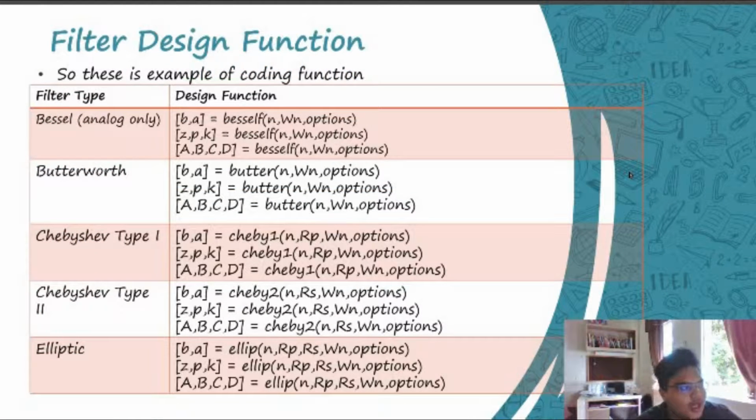For IIR filter design, here I have included the coding function. As we know, IIR uses Butterworth, so there is the code for Butterworth. I also include the code for Bessel analog, Chebyshev type 1, Chebyshev type 2 and elliptic.